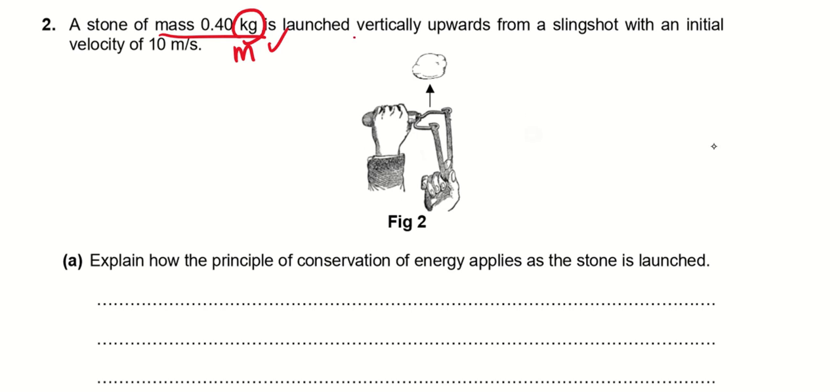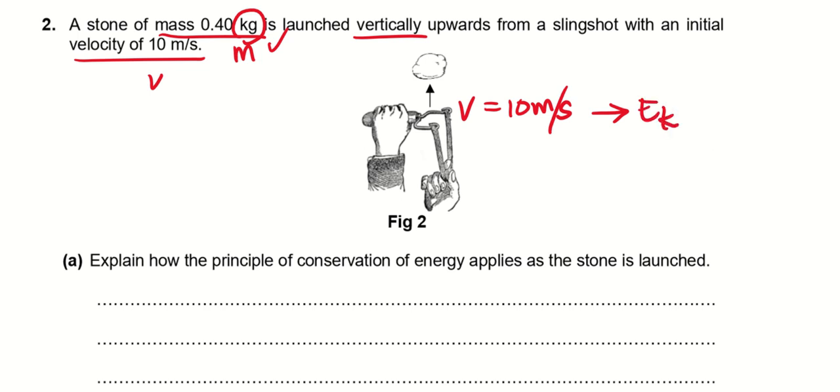Now it is launched vertically upwards from a slingshot with an initial velocity of 10 meter per second. So this is the V. So if it is launched with an initial speed of 10 meter per second, that means it already has speed. So if it has speed, therefore it has energy in the kinetic store as it was launched.